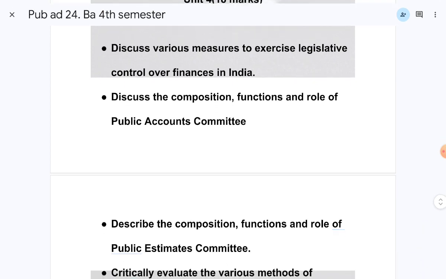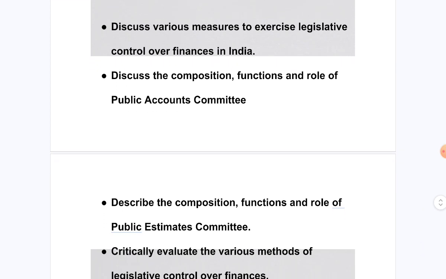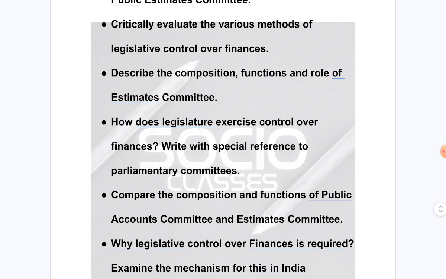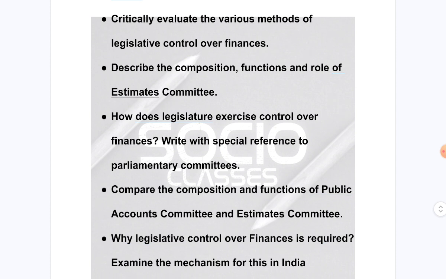Unit 4, 18 marks. Discuss various measures to exercise legislative control over finances in India. Discuss the composition, functions and role of Public Accounts Committee. Describe the composition, functions and role of Public Estimates Committee. Critically evaluate the various methods of legislative control over finances. Describe the composition, function and role of Estimates Committee.